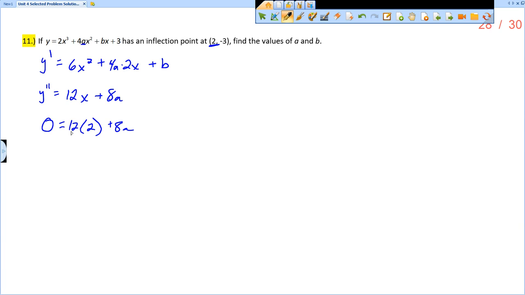So now I can solve this for a, right? So 12 times 2 is 24. So I subtract 24 and I get negative 24 equals 8a. So I divide by 8 and I get a equals negative 3. All right. Now that's great, but I still don't know b.